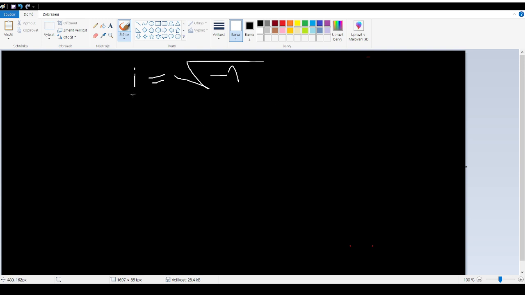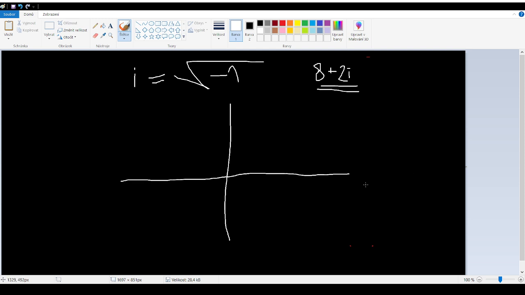Now, a complex number is a number that has both a real and an imaginary component. For example, 8 plus 2i. These can also be represented geometrically on the so-called Argand plane, also known as the complex plane or the Gaussian plane. It's a version of the Cartesian plane of coordinates, where instead of an x-axis we have the real axis, and instead of a y-axis we have the imaginary axis, in English literature typically denoted Re and Im.